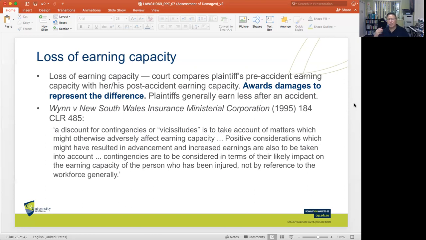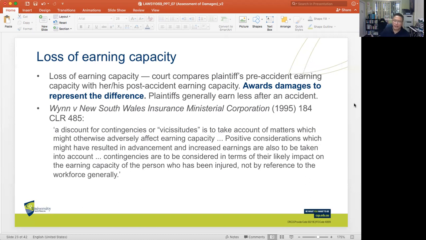As well, when we speak of loss of earning capacity in Wine versus New South Wales Insurance Ministerial Corporation, the High Court said that there should also be a discount for contingencies or vicissitudes to take account of matters which might otherwise adversely affect earning capacity. So positive considerations which might have resulted in advancement and increased earnings are also to be taken into account. Contingencies are to be considered as well in terms of their likely impact on the earning capacity of the person who has been injured, not by reference to the workforce generally.